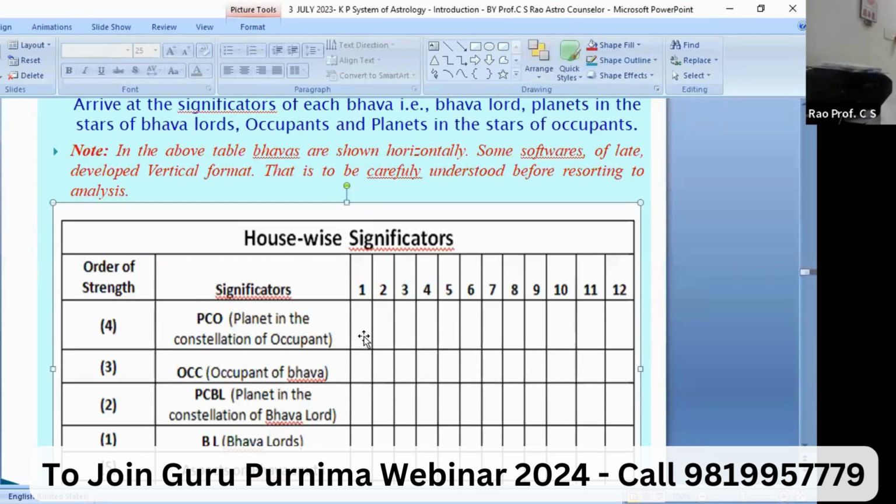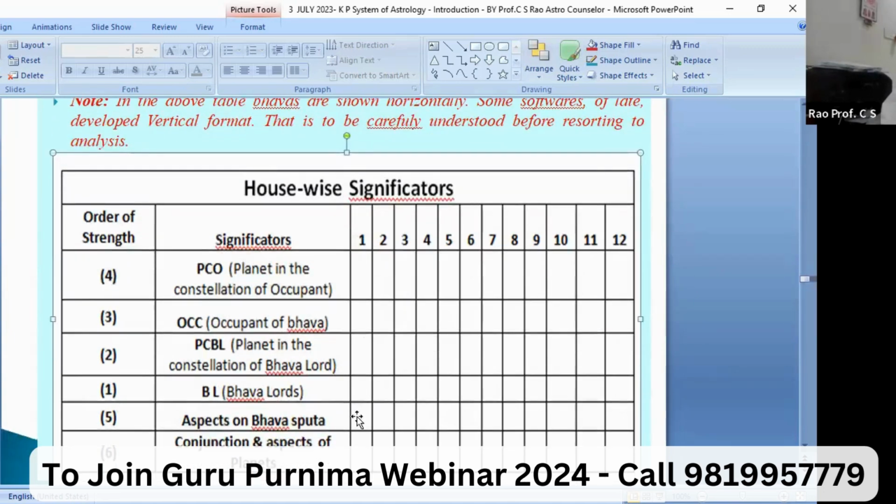So out of the 12, some are vacant, some have more than 1 or 2 planets also. So the occupants are also, some are vacant, some have more than 1 or 2 planets also. The second item, planets in the constellation of the Bhava Lord, some may be vacant, some have more than 1 planet. But in Bhava Lord, item 1, there are no planets like this. All planets will get filled up.